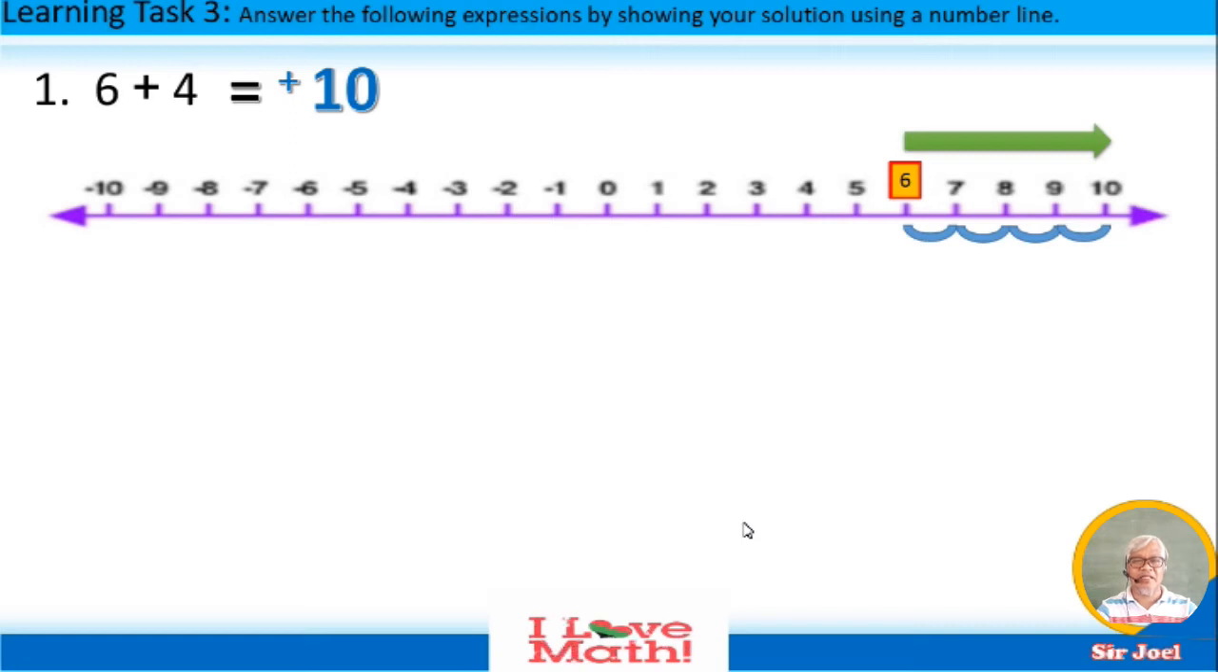Gets? Gets. Next, problem number 2. Negative 7 plus negative 2. So again, using a number line. Okay? I do not know if you can answer negative 7 plus negative 2 directly. Pero para sigurado, tingnan natin gamit ang number line.